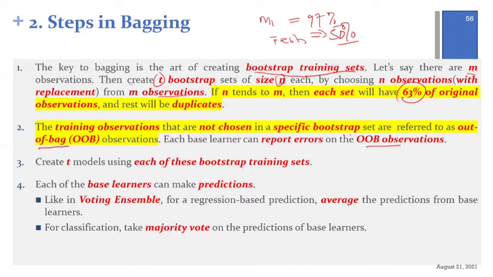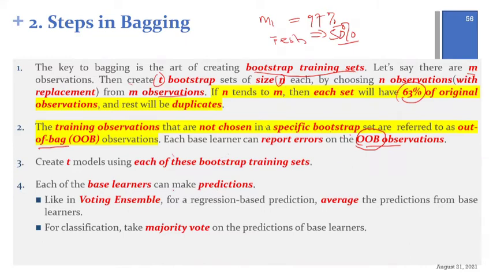That is why the out of bag becomes very important also. Now, you create T models using each of these bootstrap training sets. Since we have generated T bootstraps, each bootstrap will be used to train one model each, making a total of T models. Each of the base learners, the models you have, can now be used to make predictions.